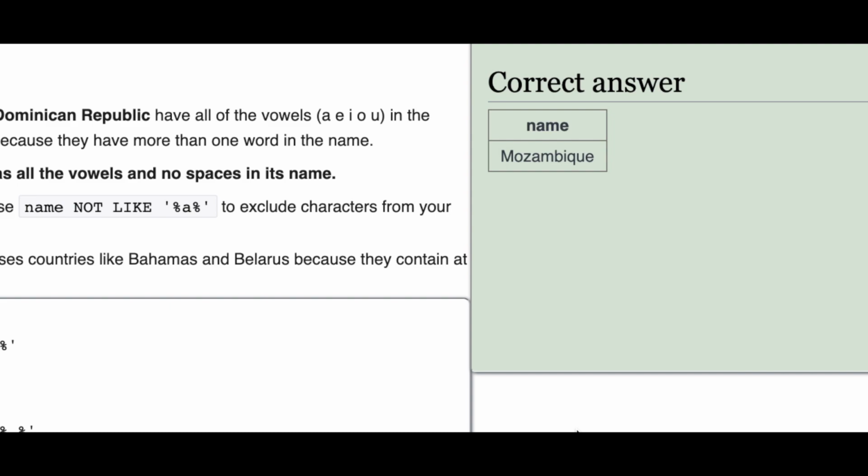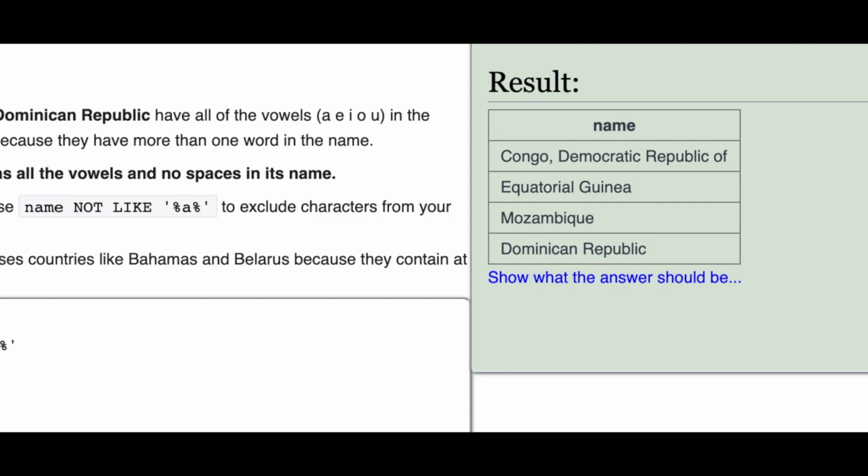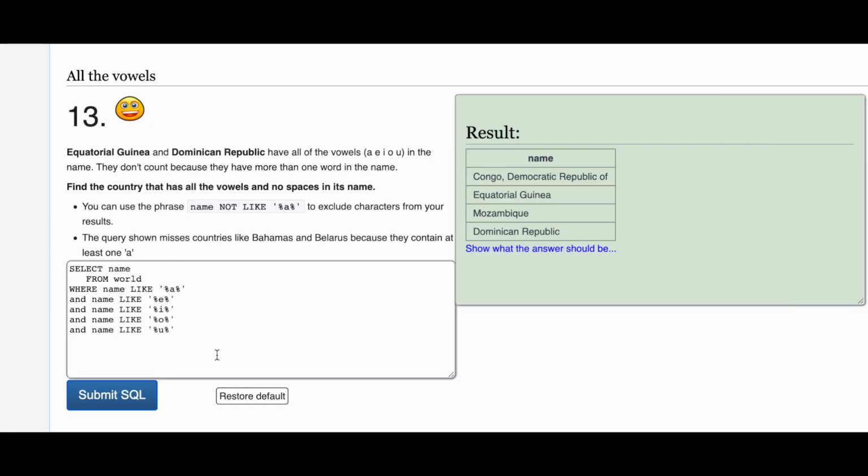So there's only one country shown. It is like Bahamas, Belarus, because they contain at least one A. All the vowels A, E, I, O, U, and there should not be any space. So that works for us. We will take out this one, and it should give the other two as well. Yeah, so here you can see it is giving Congo, Equatorial Guinea, Dominican Republic as well. But Mozambique is the only country which has all the vowels but no spaces in it.